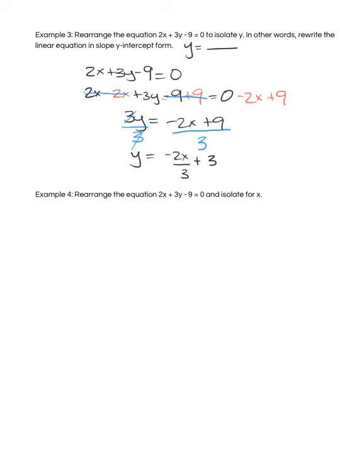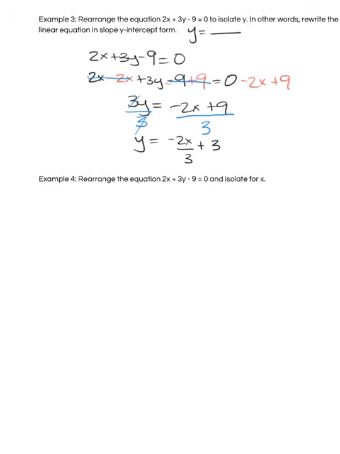All right. Last example here, kiddos. So I want to rearrange my equation. It's the exact same equation that we had. I'm going to isolate for x now. So here I have 2x plus 3y minus 9 all equals 0. And isolate for x means that I want to have an x equals equation. So I want x by itself.